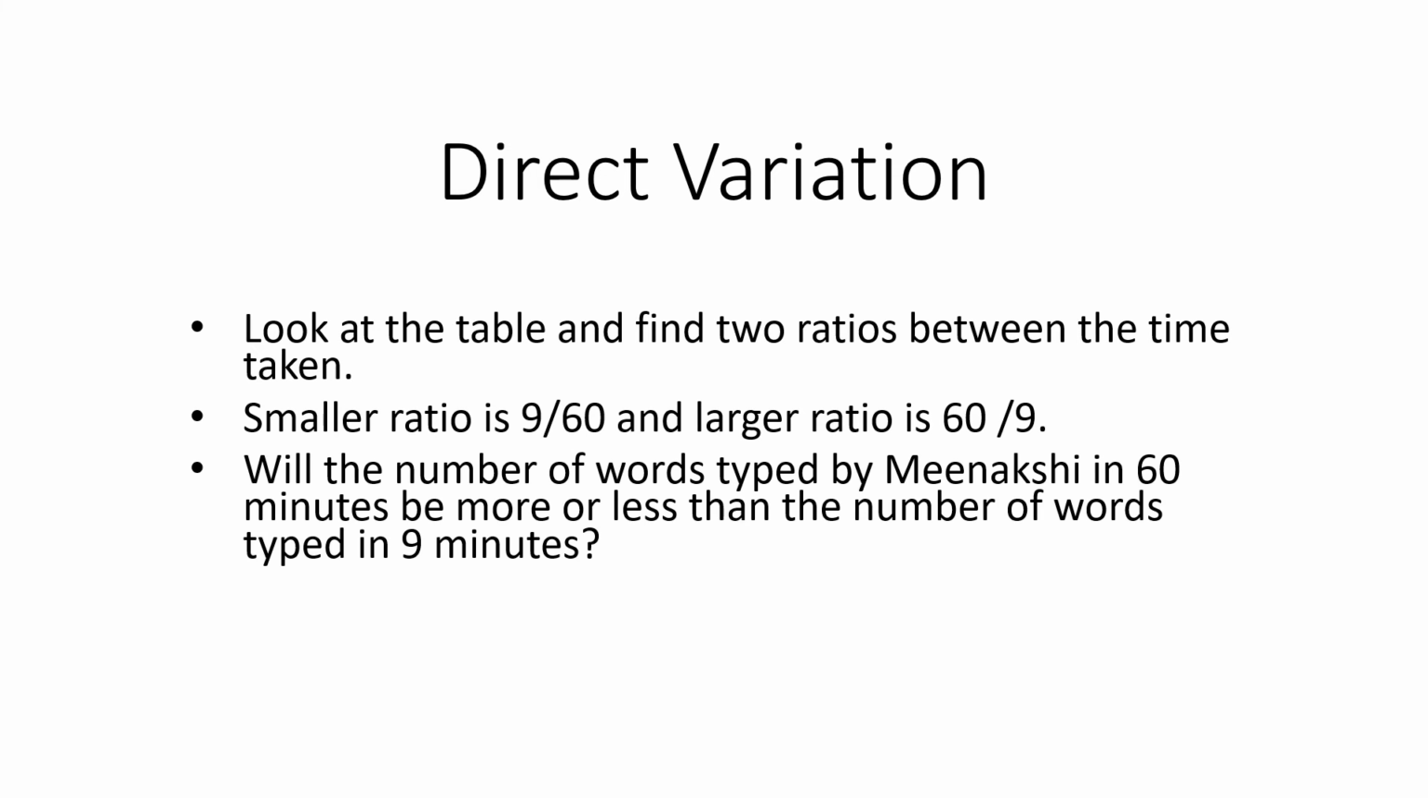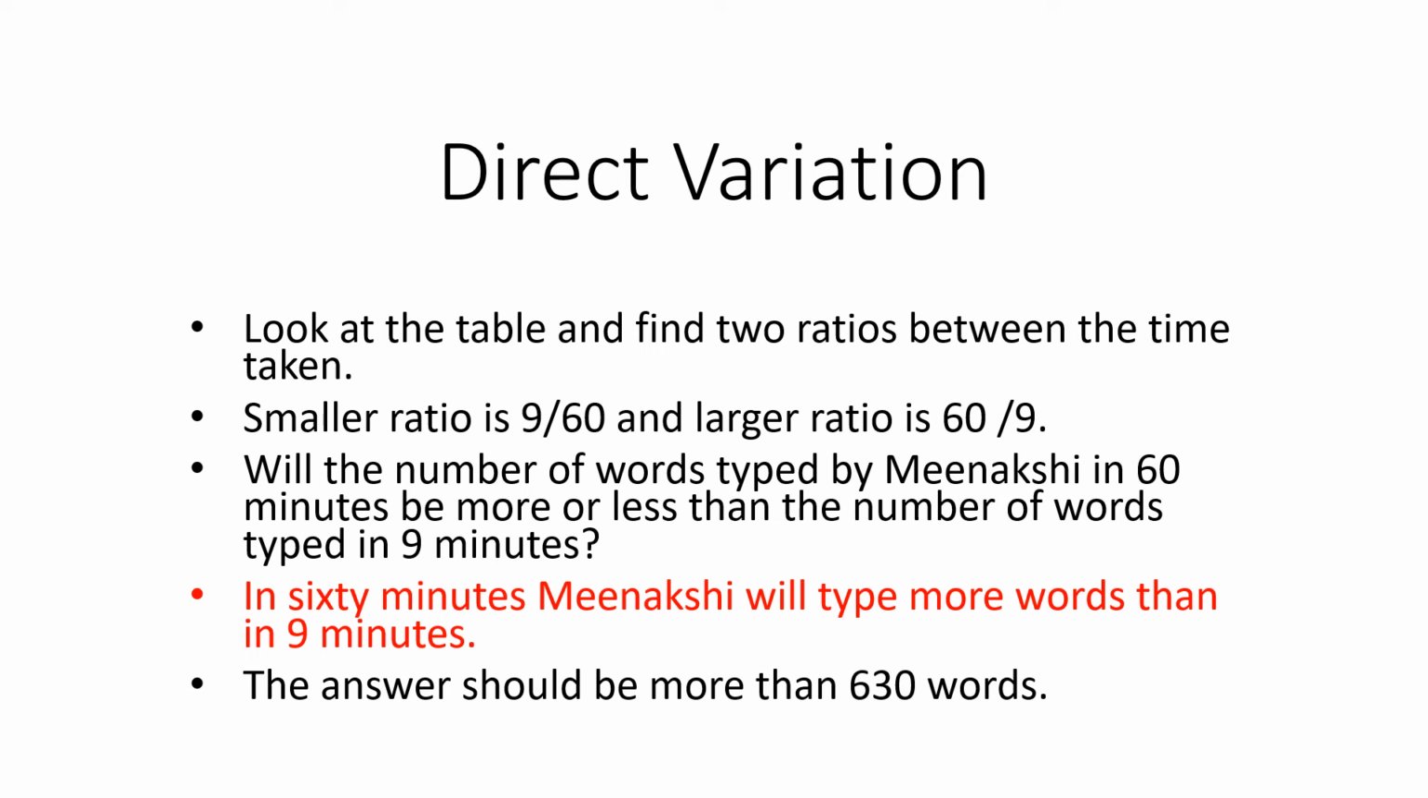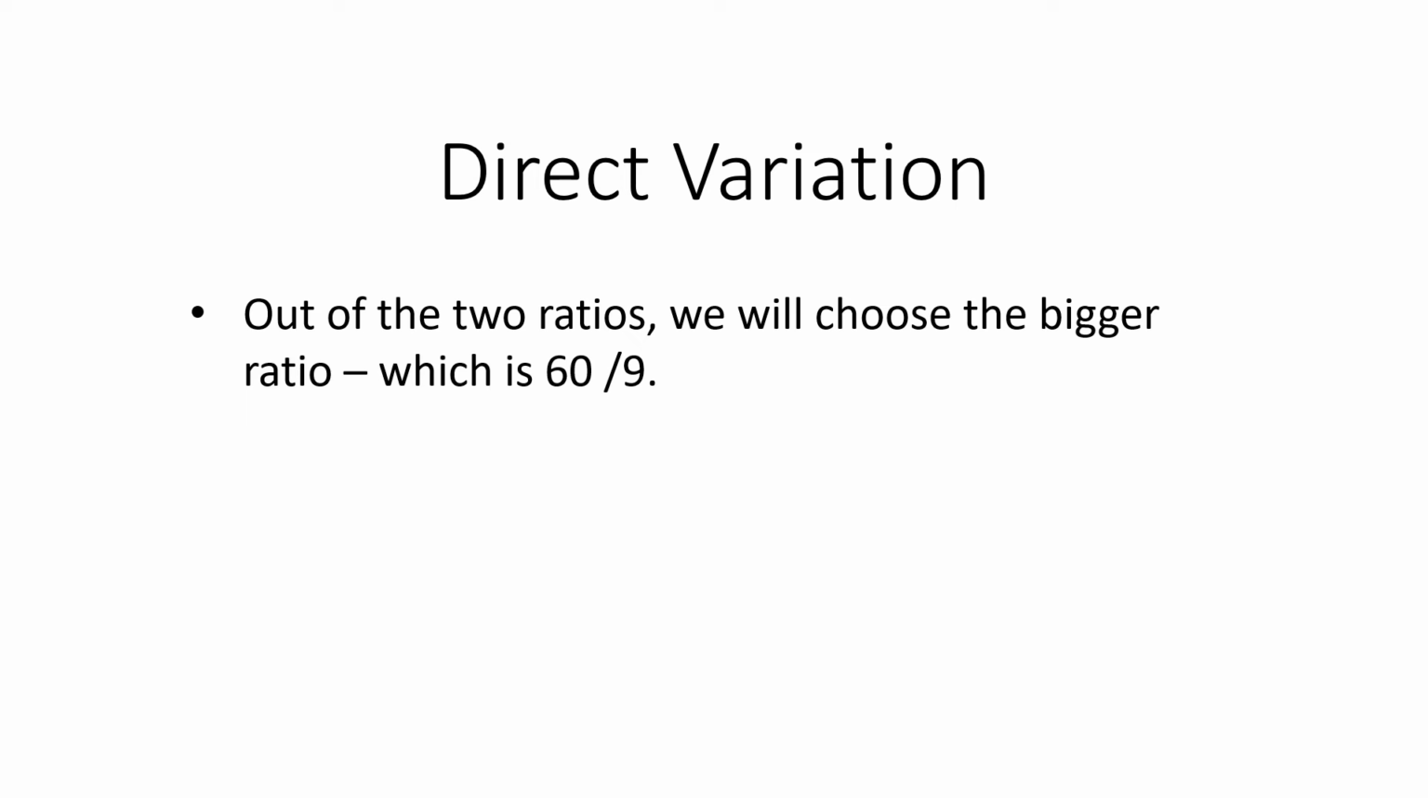Now, will the number of words typed by Meenakshi in 60 minutes be more or less than the number of words typed in 9 minutes? In 60 minutes, Meenakshi will type more words than in 9 minutes. The answer should be more than 630 words. Out of the two ratios, we will choose the bigger ratio, which is 60 by 9, because we want an answer which is more than 630 words.